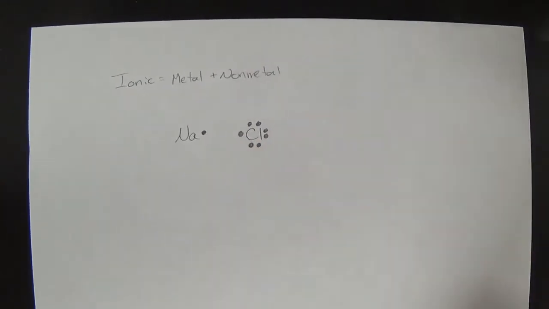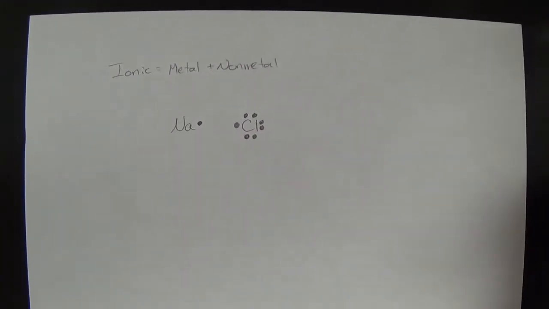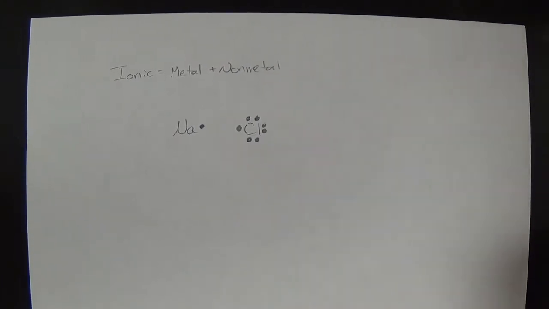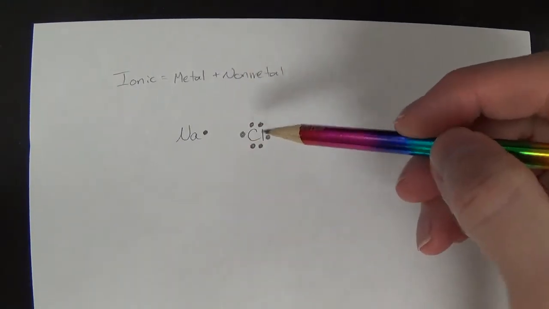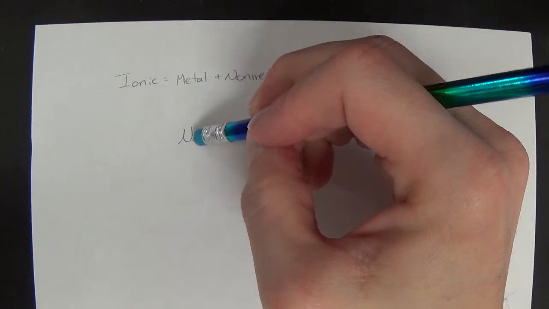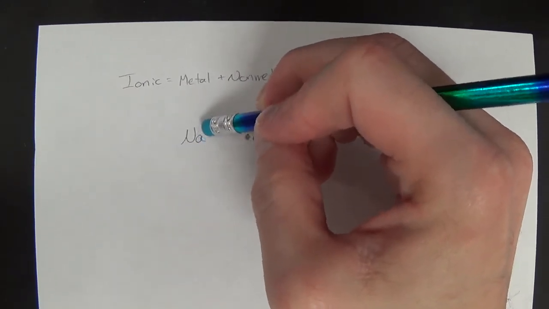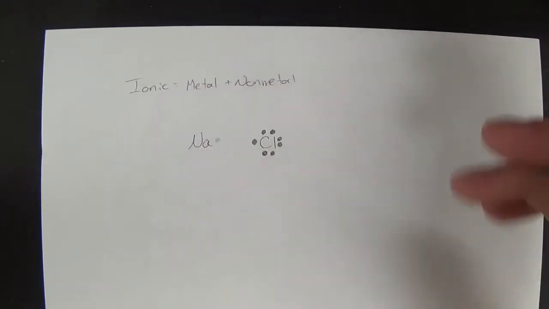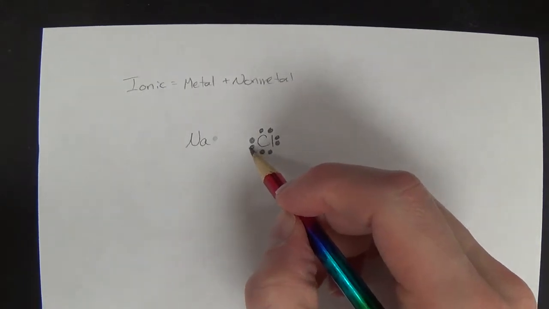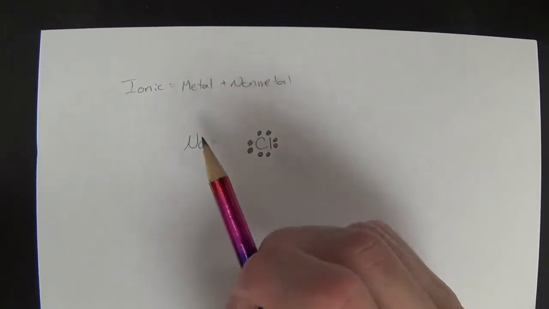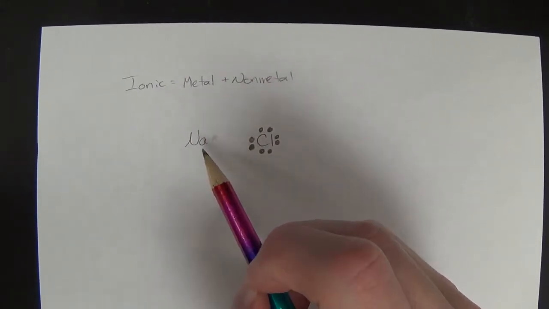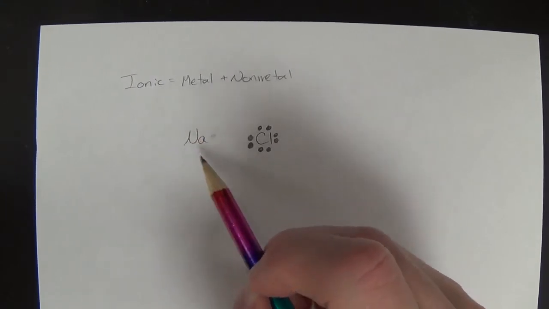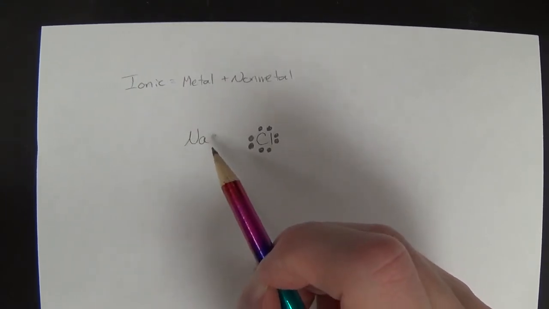Now when you do this, you really want to use pencil because I guarantee you're going to be erasing. Because what I want you to do after you show both of them is I want you to erase the electron on the metal and move it over to the nonmetal. Remember, the metals are losers. They always lose their electrons, and they will lose all their electrons or all their dots.